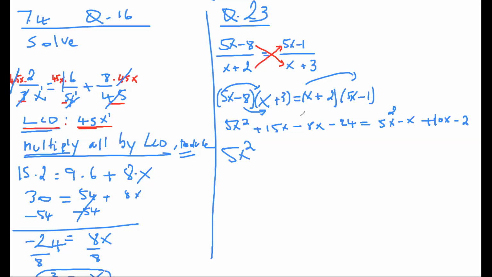So 5x squared, we're going to combine these two here. Positive 15x minus 8x will be positive 7x minus 24. And here, what do we combine? I combine these two here, so 5x squared. So negative 1x plus 10 would be 9x. That's right, positive 9x and minus 2. So far so good.